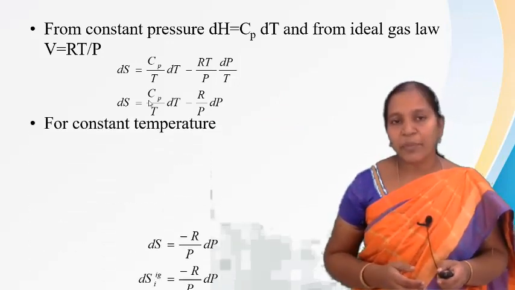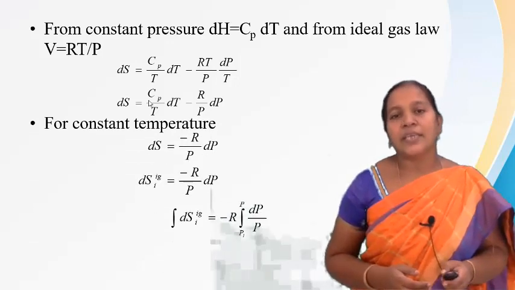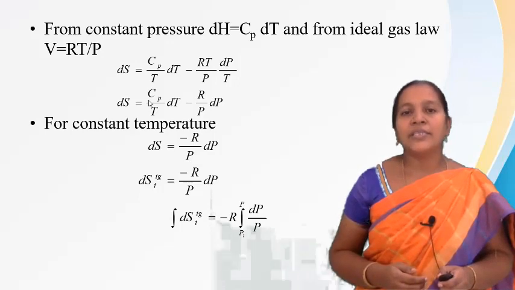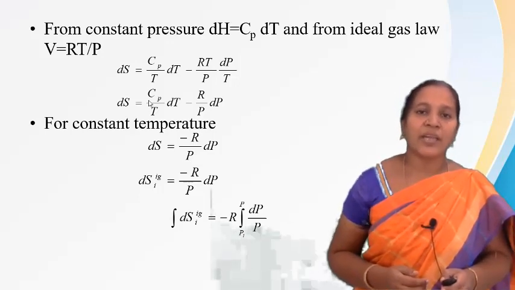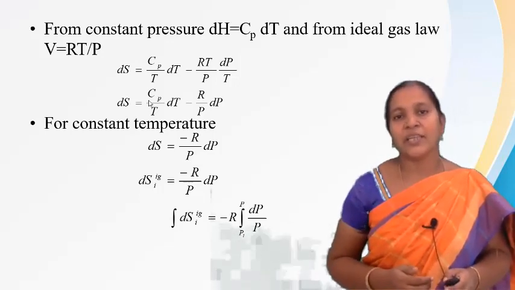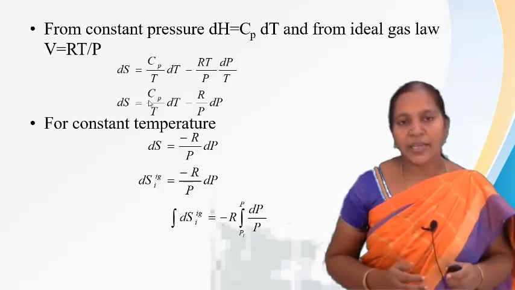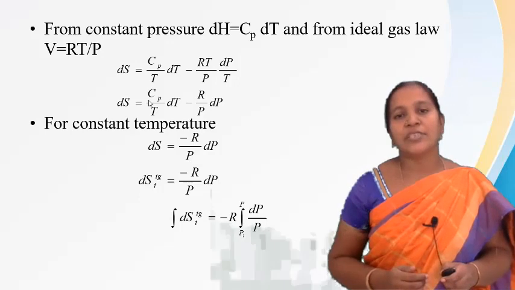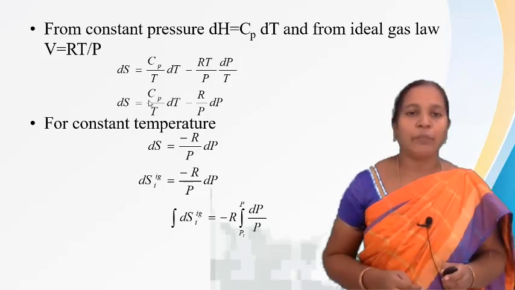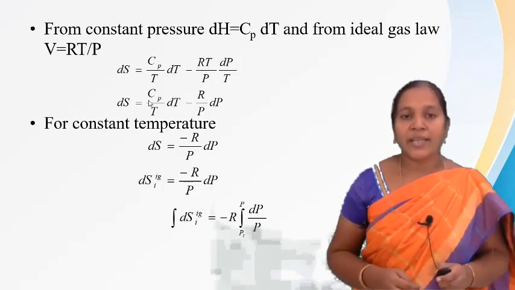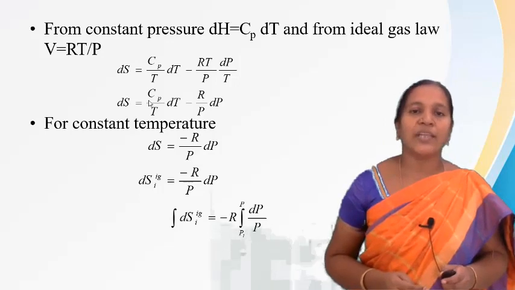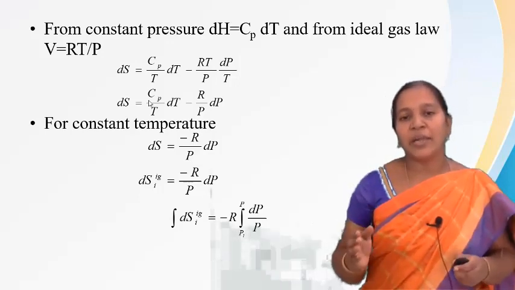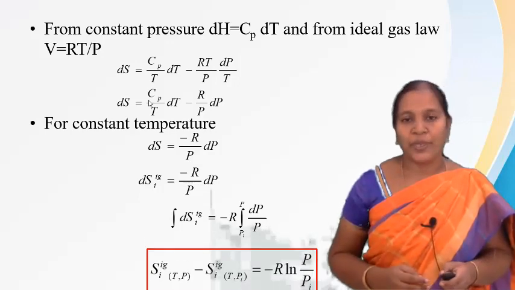For constant temperature, ds is equal to minus R by P dP. In the expression ds = (Cp/T) dT minus (R/P) dP, the dT term gets cancelled at constant temperature. Therefore, ds is equal to minus R by P dP. For an ideal gas, ds^ig is equal to minus R by P dP. Then integrate between the limits Pi to P.